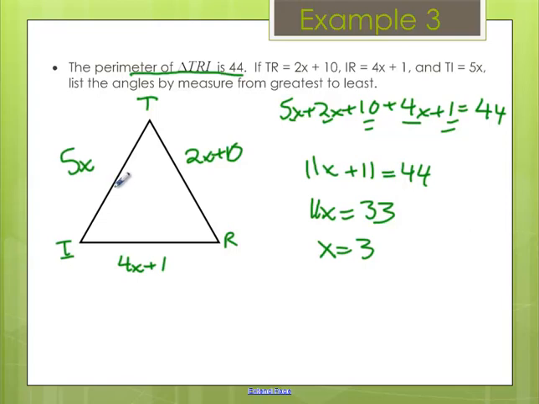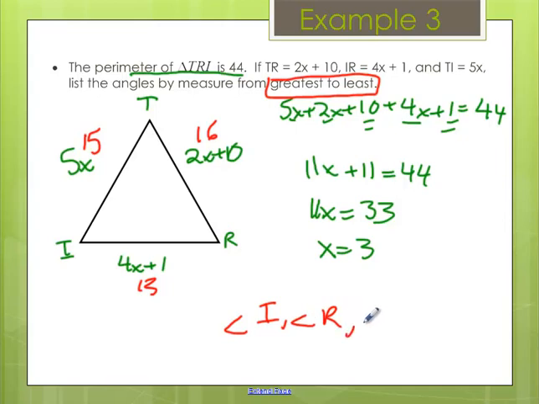So what I need to do now is plug 3 in everywhere. We got 15, 4 times 3 is 12, plus 1 is 13, and 6 plus 10 is 16. So I want to order these, and be careful when you read this because they do switch it on you from least to greatest and greatest to least. This one's greatest to least, so I need the biggest angle first, and across from 16 is my biggest angle. So angle I is first, followed by angle R, because 15 is the next biggest, followed by angle T.